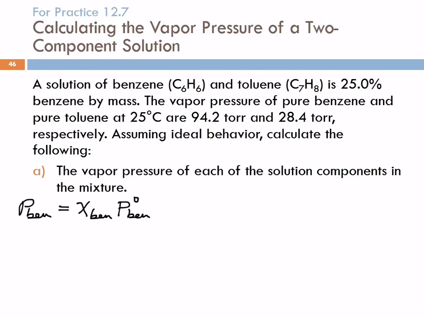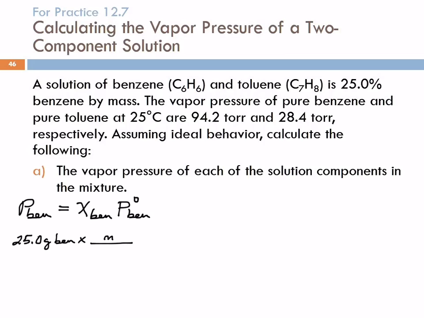Well, we've got this 25% benzene by mass. So 25% benzene. That means there's 25 grams per 100 grams, right? So let's just pretend that it weighs 100 grams, then I know I have 25 grams of benzene and I must have 75 grams of toluene. With masses, I can calculate numbers of moles. So I'm going to say we've got 25 grams of benzene, and then we want to find the number of moles of benzene.